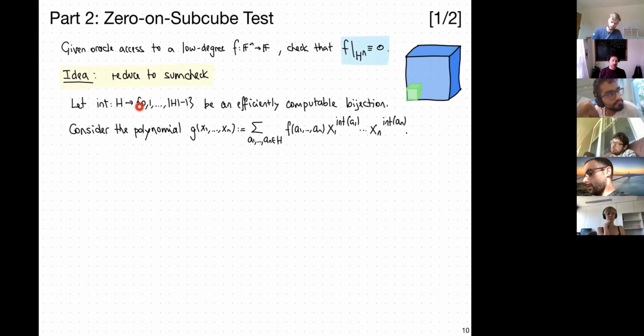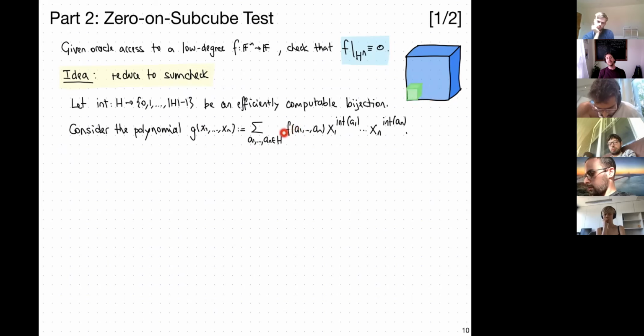So we take some arbitrary efficient way, say lexicographical order, and we identify each element in H with a number between 0 and |H| minus 1. Now we'll define this polynomial here. Let's see what it is. It's a polynomial in n variables. What we're doing already looks like a sum check. We are summing over the hypercube.